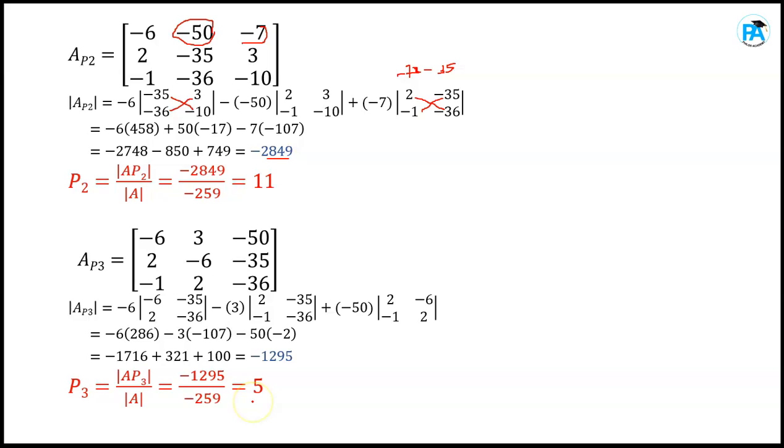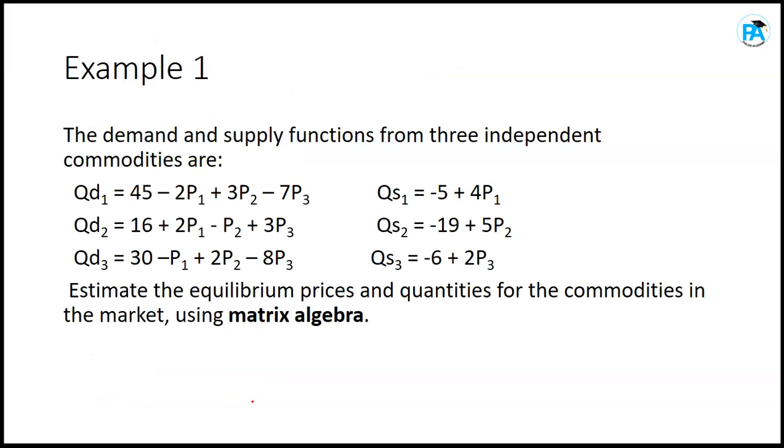So we've gotten P1, the equilibrium price of commodity 1, to be 8, the equilibrium price of commodity 2 to be 11, and the equilibrium price of commodity 3 to be 5. So the next thing we are going to do is to find the equilibrium quantities of the 3 commodities, commodity 1, commodity 2, and commodity 3. Are you following? To do that, this was the question.